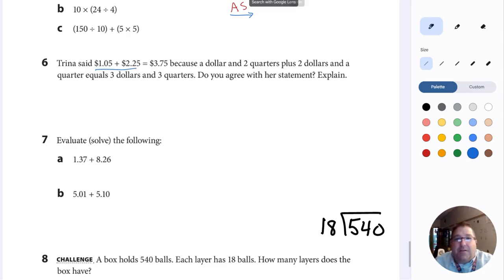We've got this right here. We're looking at this, but then also we got a few other things. So we got $1.02 plus $2.25 equals $3. Yeah. So just tell me what you think. Help Trina out here. See what you think. We're going to talk about it in class, guys.